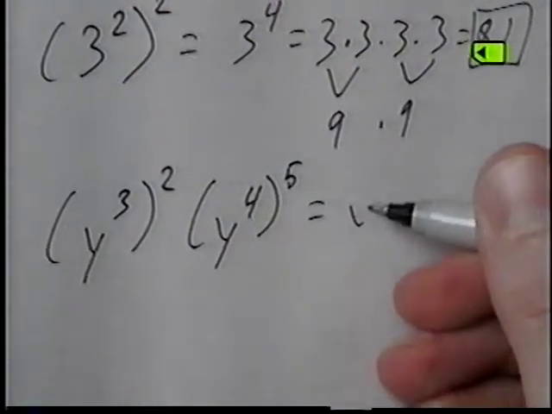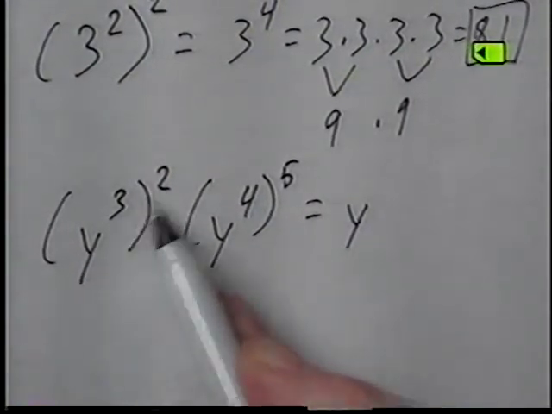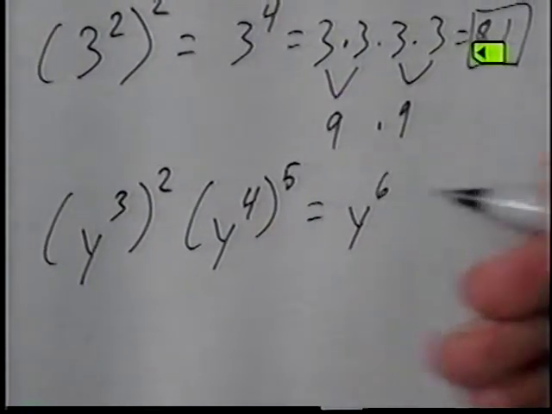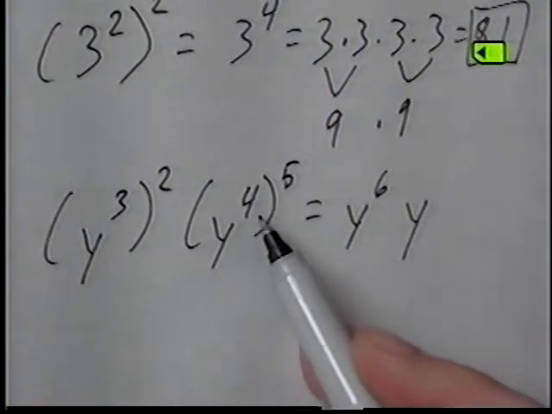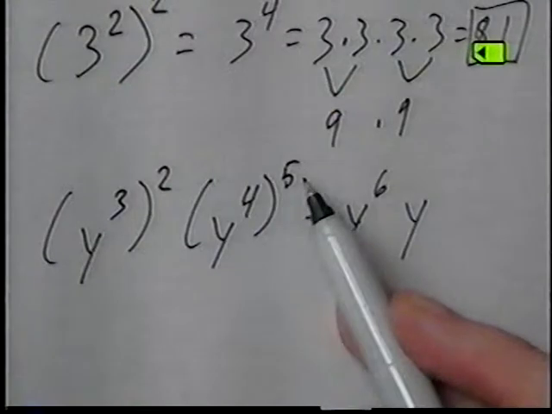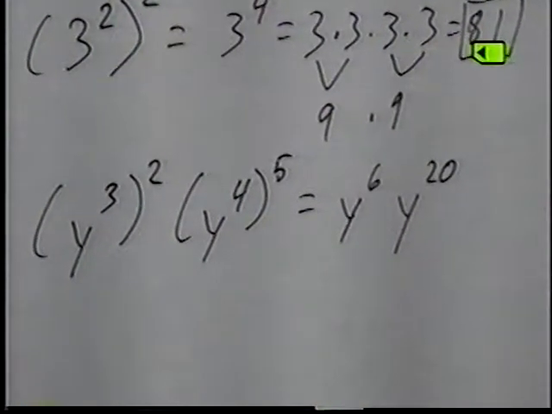The first y is to the 3rd power raised to the 2nd power. Again, you can multiply these together. 3 times 2 would be 6. And then the second y over here, you have to the 4th power, also to the 5th power. Multiply those together to the 20th power.